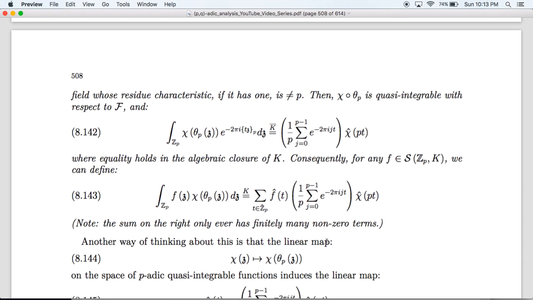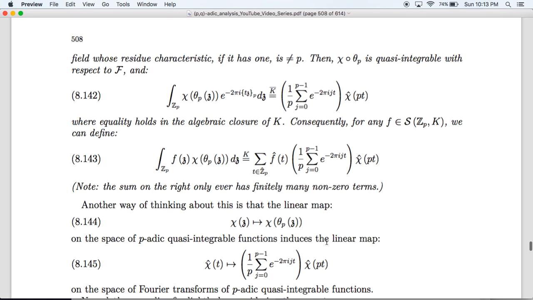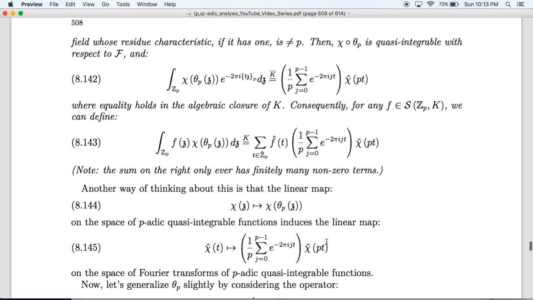And so another way of thinking about this is that the linear map which precomposes functions with the shift operator has as its corresponding map on the Fourier transform space something that works like a multiplier.